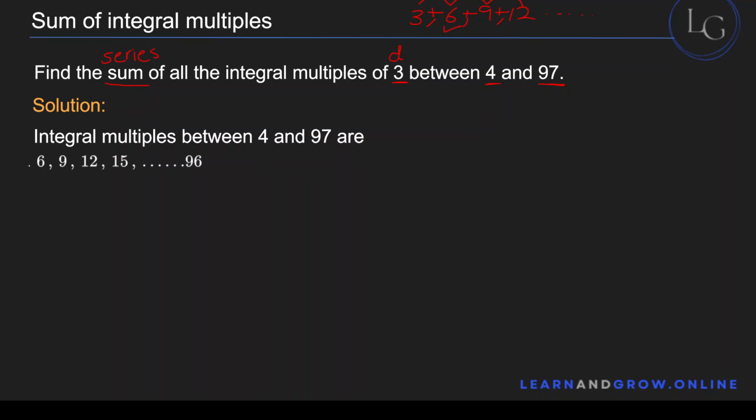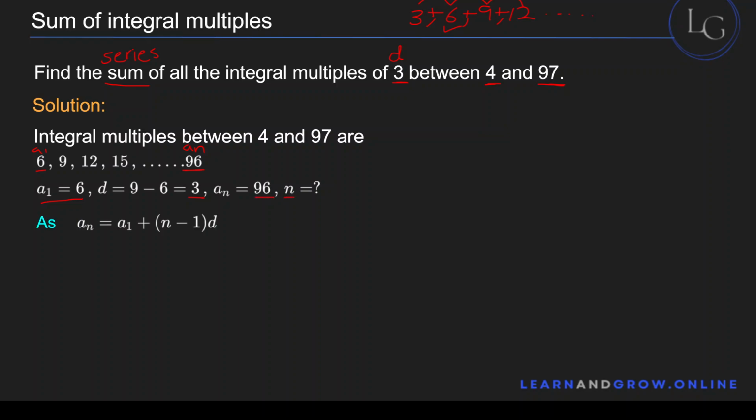And the last number before 97 that is a multiple of 3 is 96. So 96 is the last number. 6 here is A1, and 96 here is the last term, AN. So A1 is 6, the difference is 3, and 96 is AN. We have to find N.